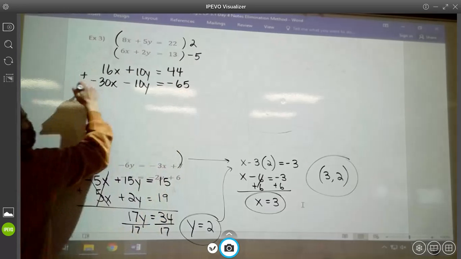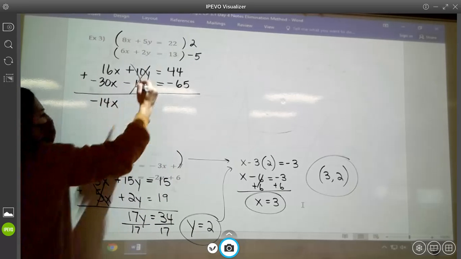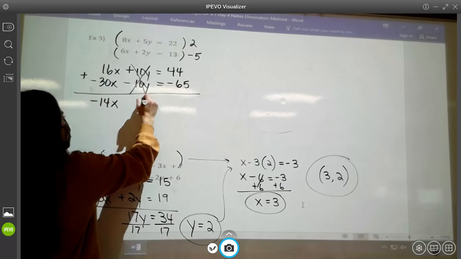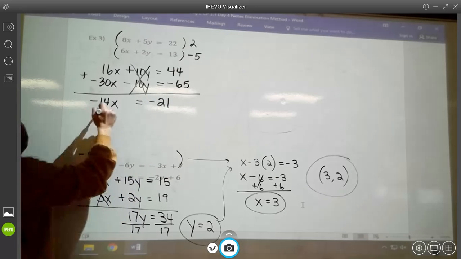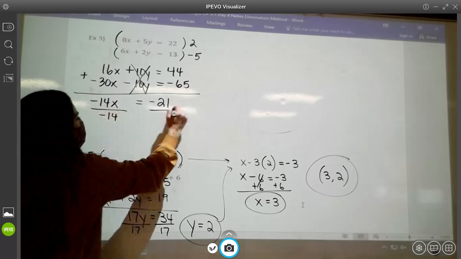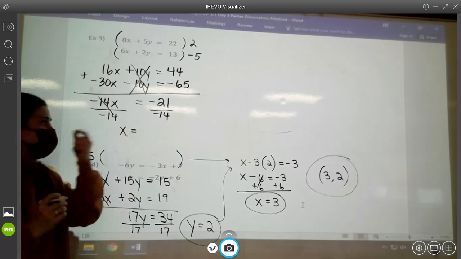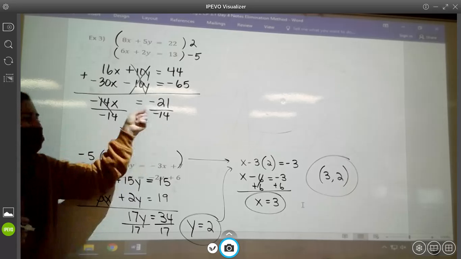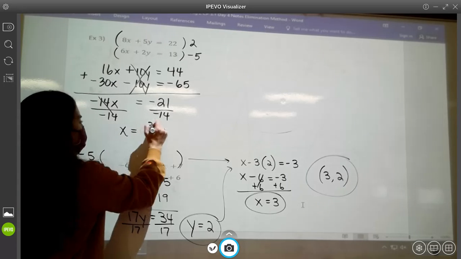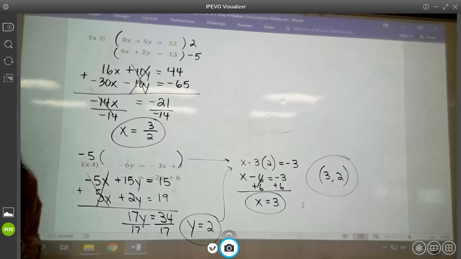Add them together. I'm going to get negative 14x's. My y's will cancel and eliminate from the problem. And then they equal negative 21. And then all I have to do to get my answer is divide by negative 14. And then x will equal, unfortunately, negative 21 does not divide evenly by negative 14, but it will reduce to a positive, and both of these numbers divide by 7. So it becomes positive 3 over positive 2. So 3 halves or 1.5. I think the homework asks for the fraction. All right, so we get 3 halves.